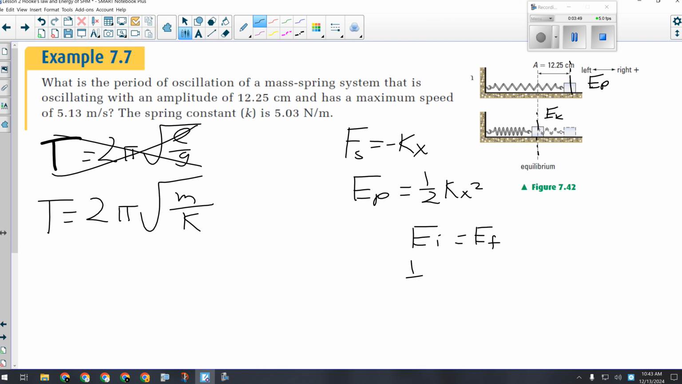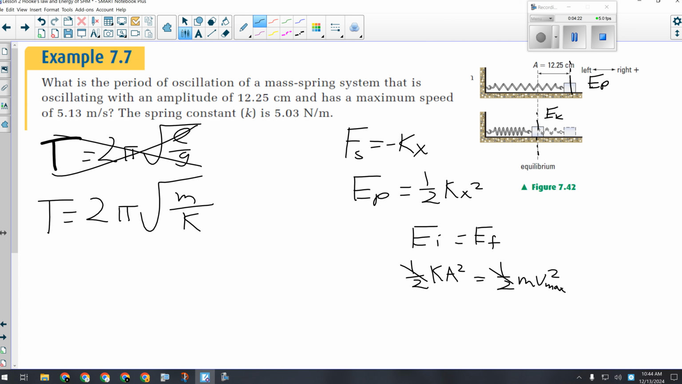My initial is all kinetic, or sorry, is all potential, so I'm using the amplitude here to indicate that. And at the equilibrium position, it is all kinetic, so I'm putting max in front of the v to denote that I'm at equilibrium and I don't have any potential now. Okay, I need to solve for what? What do I need to get from this calculation for the other one? Mass. Yeah, it's the thing I don't have in this question.